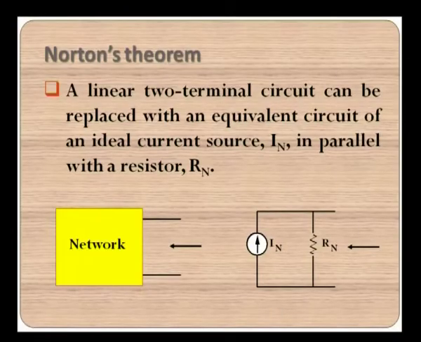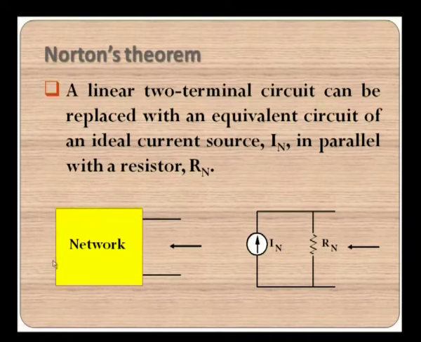Let's first learn what is the Norton theorem for the two-port network. This is what is Norton's theorem. A linear two-terminal circuit can be replaced with an equivalent circuit of an ideal current source, which is represented as I suffix n, in parallel with a resistor, which is R suffix n. And here it is represented, and this shows a typical network.